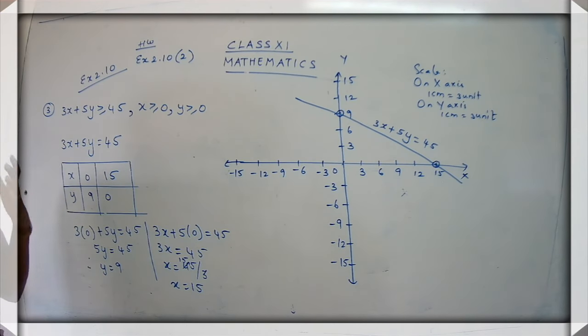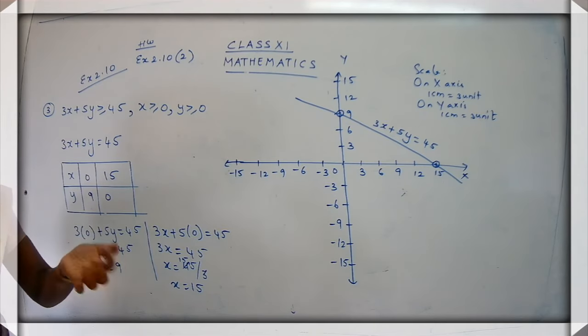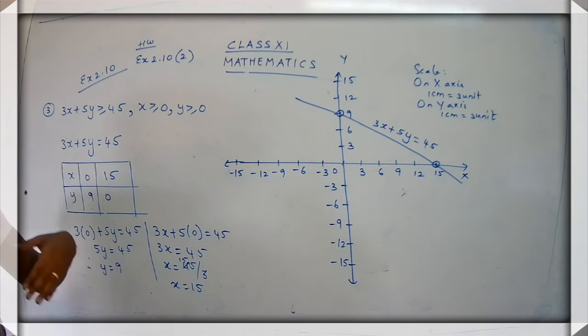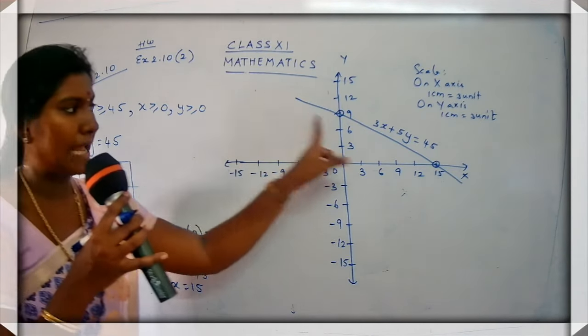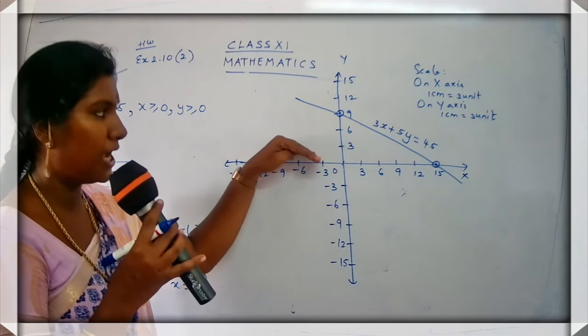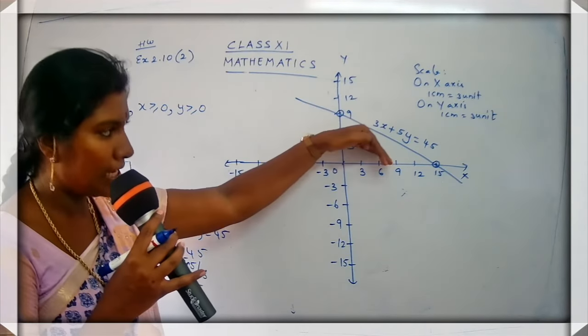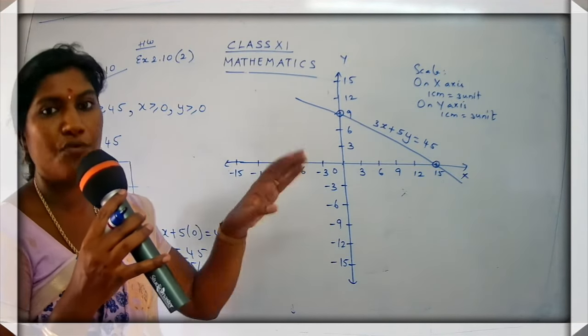So once you plot the graph for one inequality, try to find out whether the region is going to lie above it or below it. Are you getting my point, children? Okay, so now let's start with the work. So now this is a line. So this is a graph. Yes, children? So now what are we going to do? We are going to check whether the area is going to lie above this line or below this line. Okay, this is what we are going to find out.